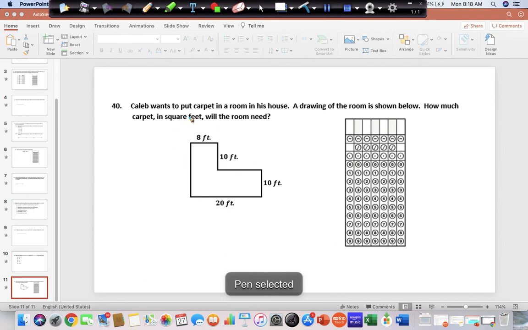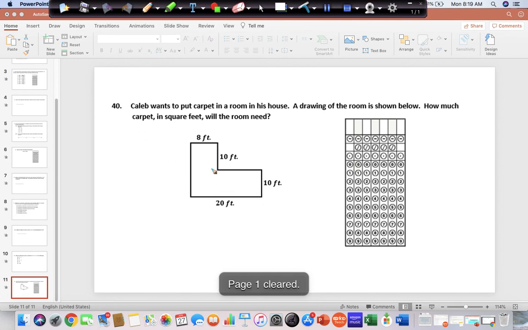Caleb wants to put carpet in a room in his house. A drawing of the room is shown below. How much carpet in square feet will the room need? You can either break this down by drawing a line here, or you could break it down by drawing a line here. Whatever is easiest for you sounds good to me.